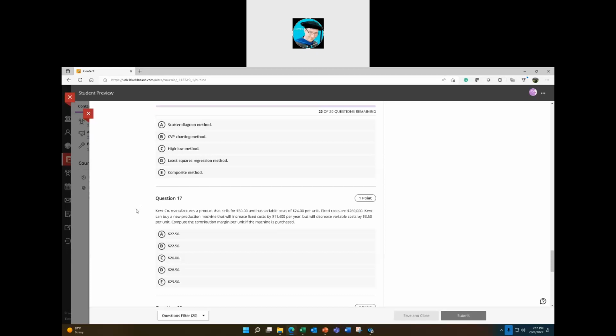It's asking to compute the contribution margin per unit. We talked about that formula a lot today. So if you find that formula in chapter 21, compute contribution margin per unit, all you got to do is plug in the data, fixed cost divided by something.